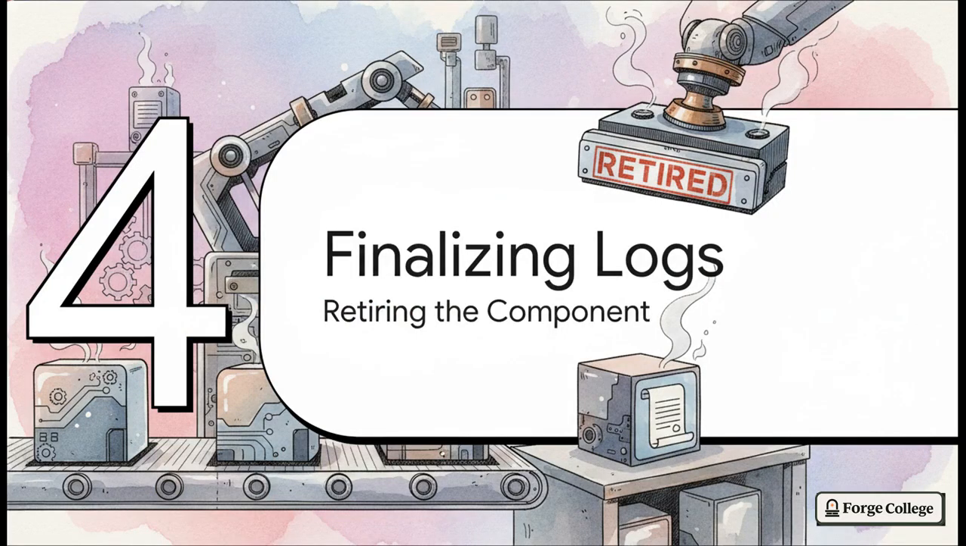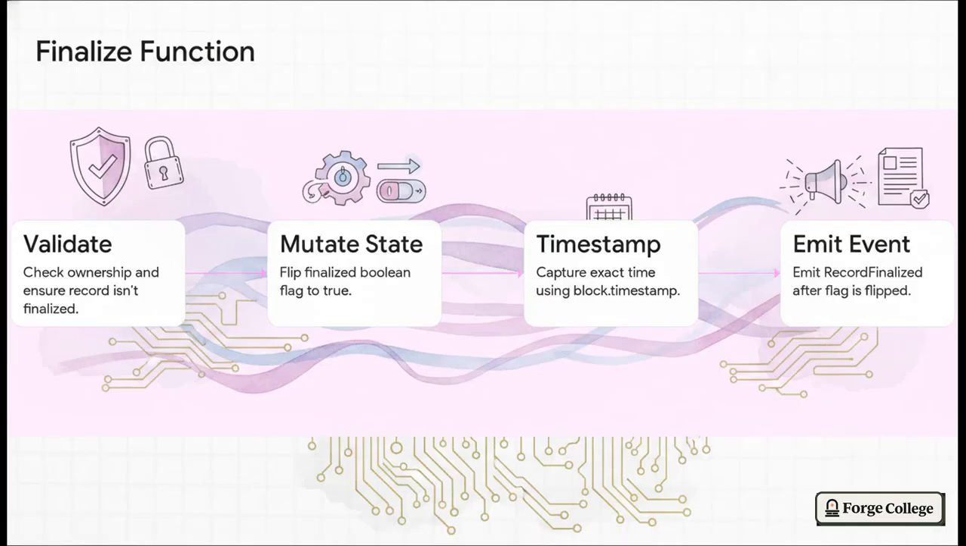That brings us to Part 4, finalizing and timestamps, where we talk about retiring the component. Okay, so our component has been created and updated. Let's officially decommission it. The sequence here is just as strict as before. First, we validate ownership and make sure the record isn't already finalized. Second, we apply the actual state mutation by flipping our finalized Boolean flag to true. Third, we capture the exact time using block.timestamp. And fourth, we emit the record finalized event.